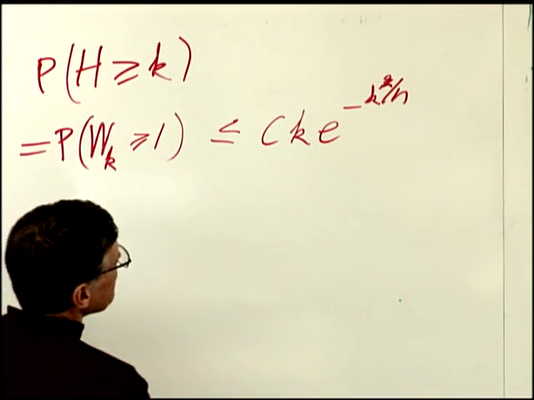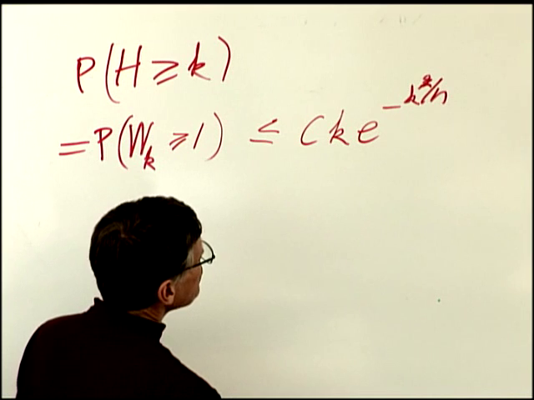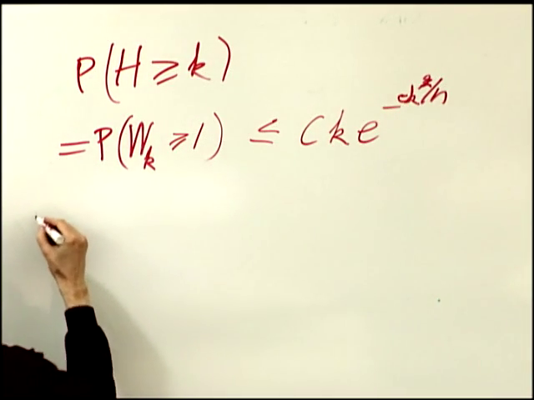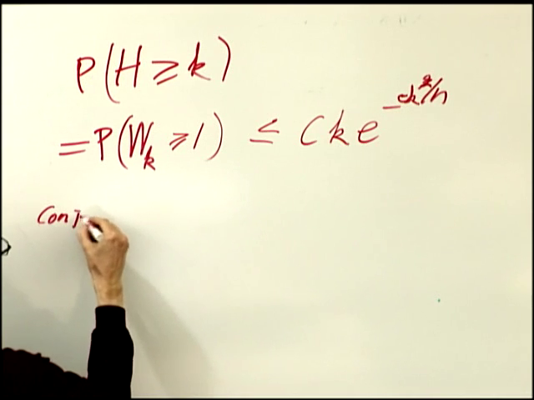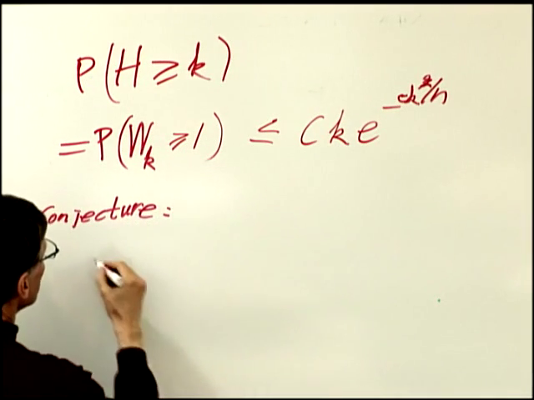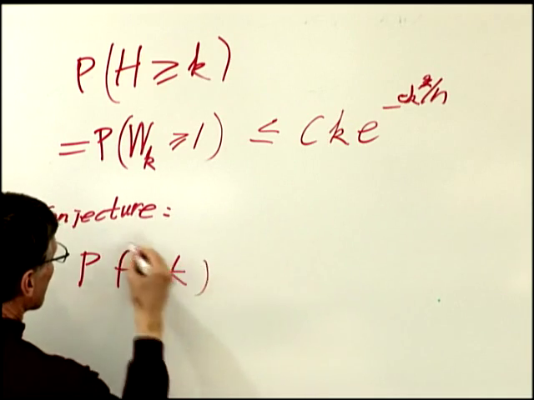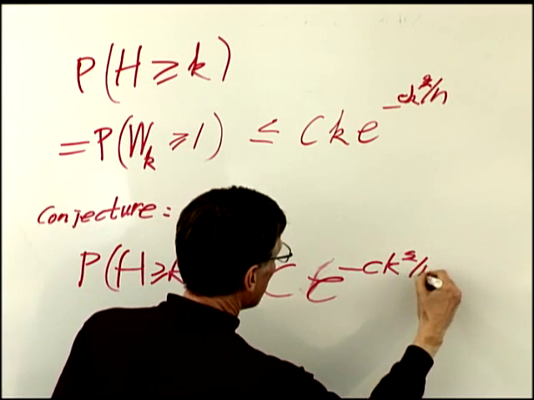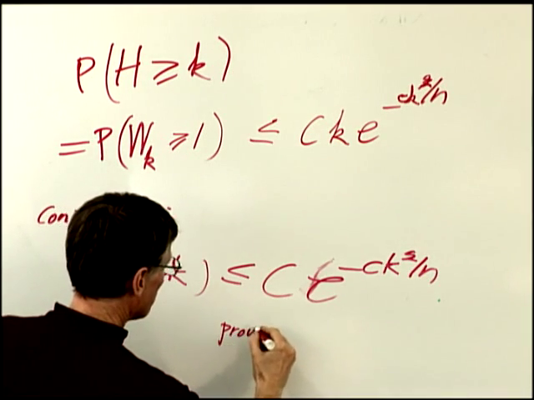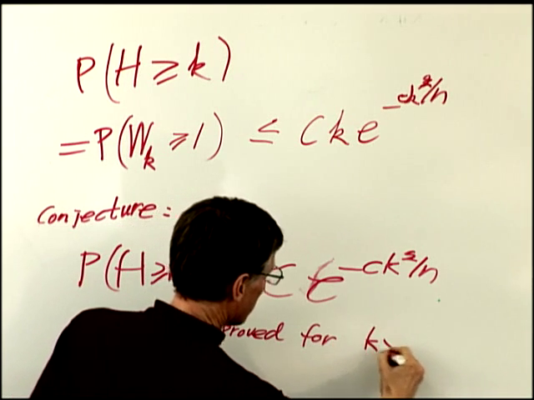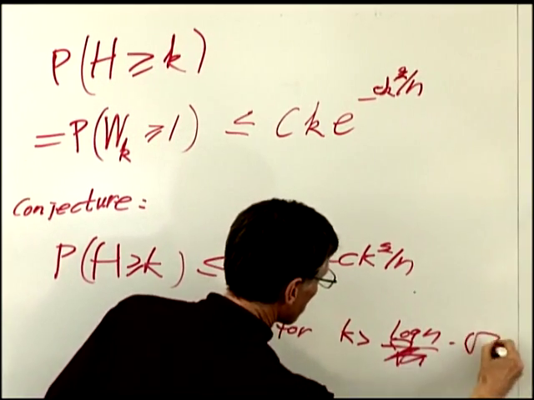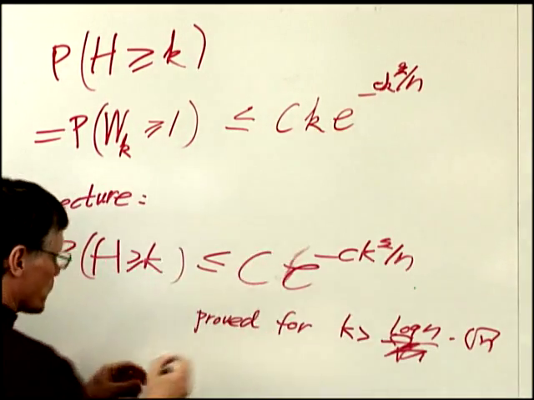Well, if k is like root n, this is not good because it gives you root n. If k is a little bit more, say at least root n log n or so, then we can kill this off by changing the constant here. So we think, well, let's call it a conjecture, since we've tried to prove it, but there's still a gap in the proof: e to minus constant k squared over n. So this is proved for k greater than, say, log n times root n. Well, it's an immediate consequence of what I've written here.